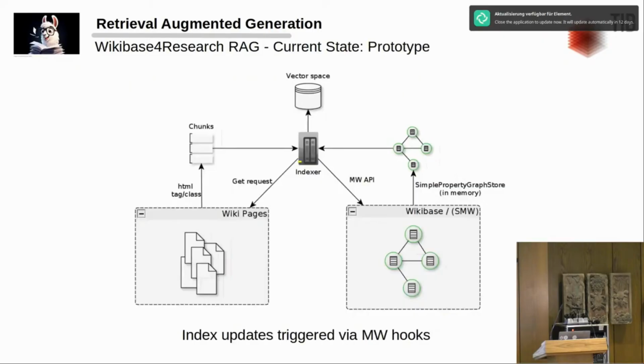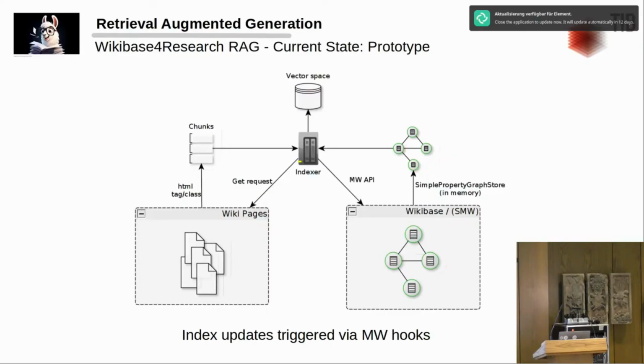So in our current state, we have a running prototype. We have our indexer, which can access, in the Manor House project, the wiki pages via GET requests, and then we use HTML tags or HTML classes to retrieve chunks out of these wiki pages, and then we index them using word embedding to save all these chunks in a vector space.